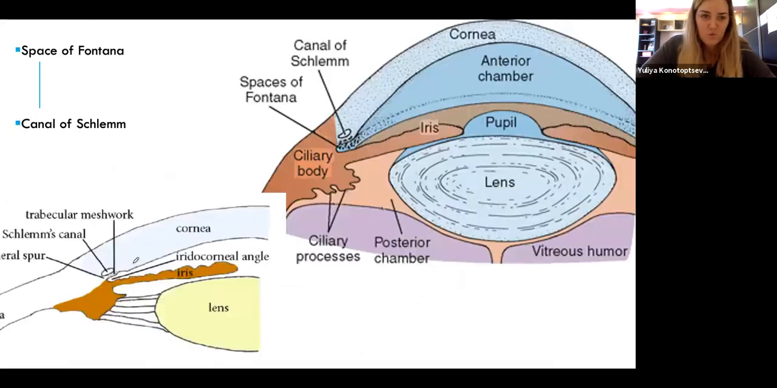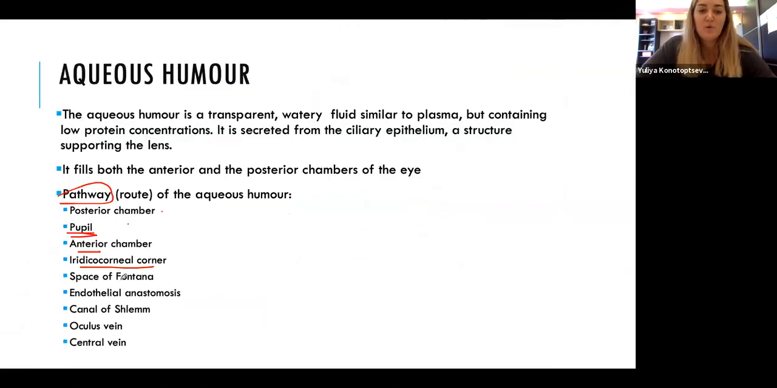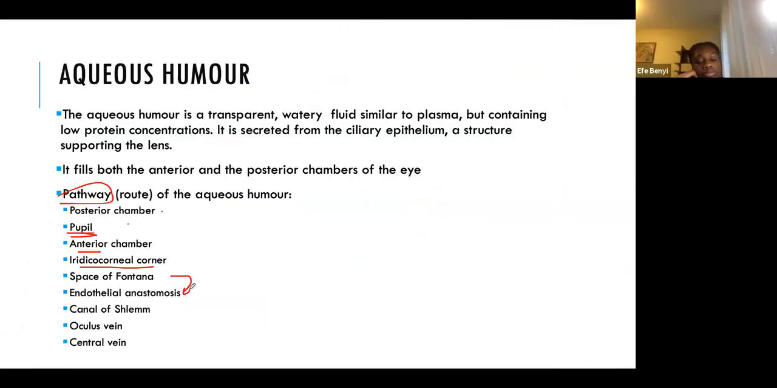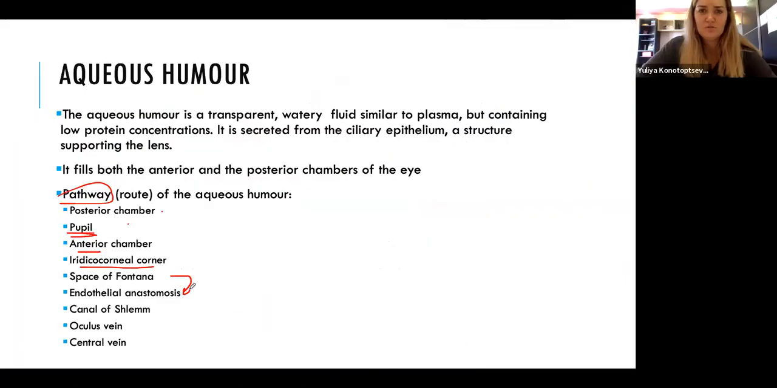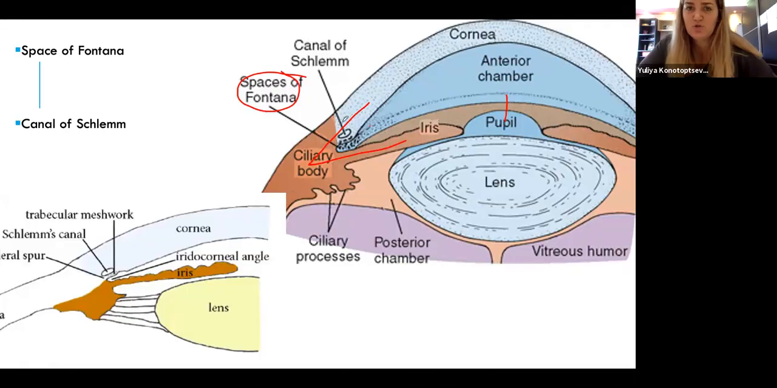I'm going to magnify this so we can actually see, right? So this is the iridocorneal angle right here. We said that aqueous humor goes from the anterior chamber all the way to this corner. From here, the aqueous humor starts to flow into the spaces of Fontana. You're going to see that there will be some kind of gaps in this area. We're going to call them spaces of Fontana. From spaces of Fontana, it goes into the endothelial anastomosis, which is typically located somewhere in the sclera.